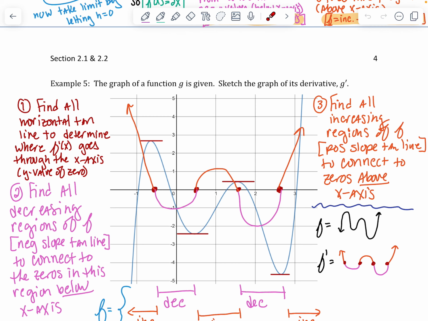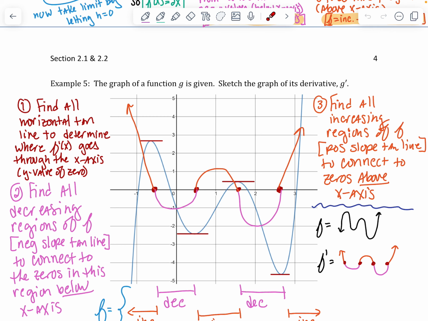And I continue this process where sometimes I'm having to head down and other times I'm having to head up to get the key y heights of 0 of my derivative function.